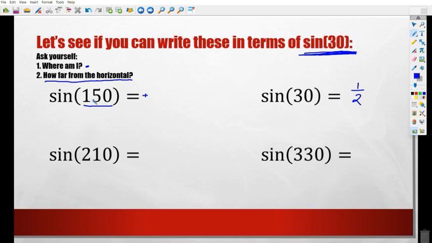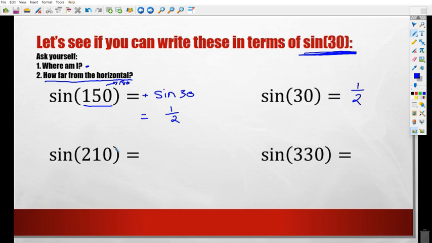For 150, my closest horizontal is 180 degrees. If you want to make a note there, it's closest to 180. So how far is 150 to 180? 30 degrees. Awesome. So instead of saying sine of 150, I can say positive sine of 30 degrees. I know sine of 30 is a half, so I can write a half there.